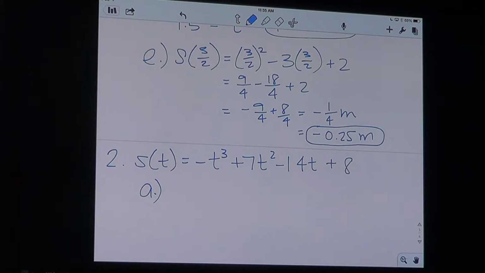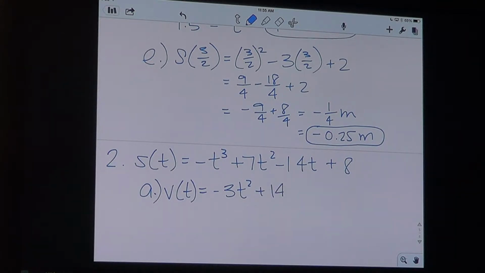So how do we find that? Right, very good. Velocity is the derivative of position, so we find the derivative of this, which is going to be what? Negative 3t squared plus 14t minus 14. Good? And it just says at time t, so we're just leaving that as a function of t.